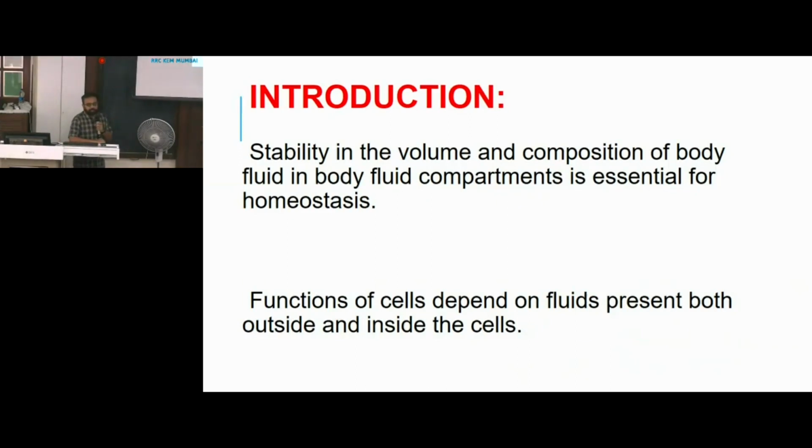Can anyone volunteer what is homeostasis? Yes? Maintenance of the? Okay, very good. Thank you. So homeostasis, which we will be dealing with in the next lecture, but for today, homeostasis is the maintaining of the internal environment of the body. Okay. So to stabilize the internal environment, our body fluid compartments and the composition of the body fluids has to be maintained very strictly.